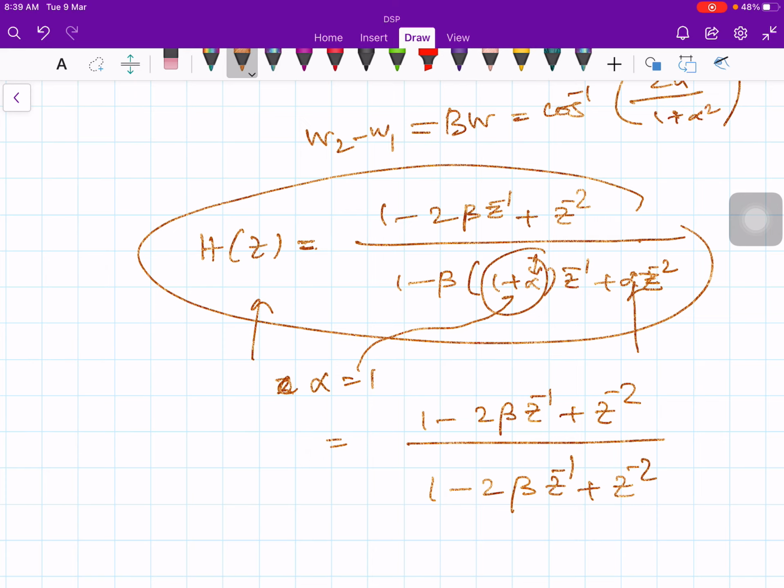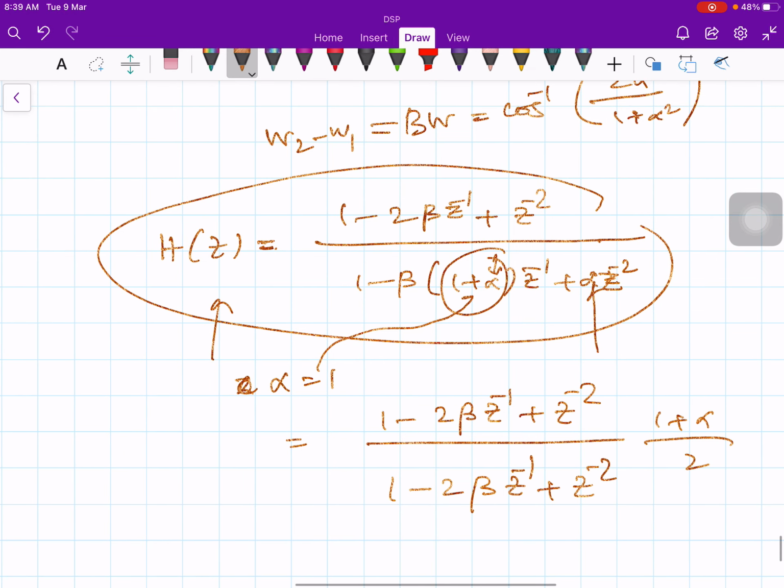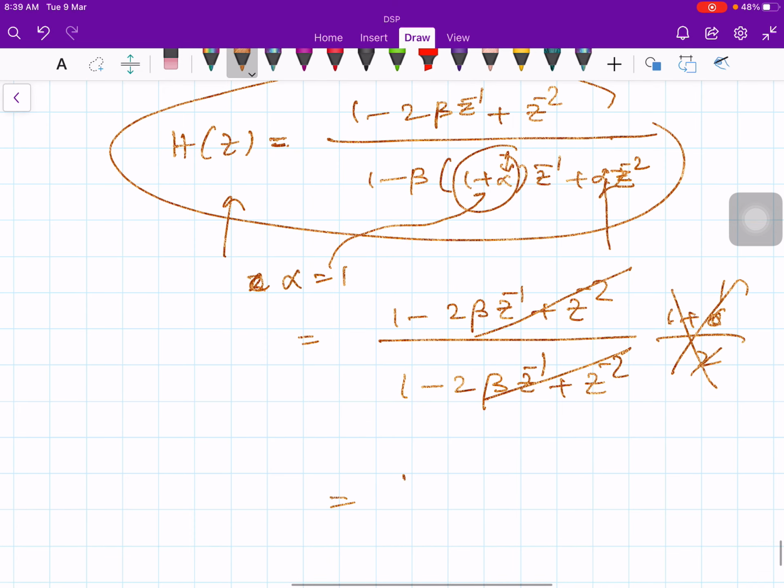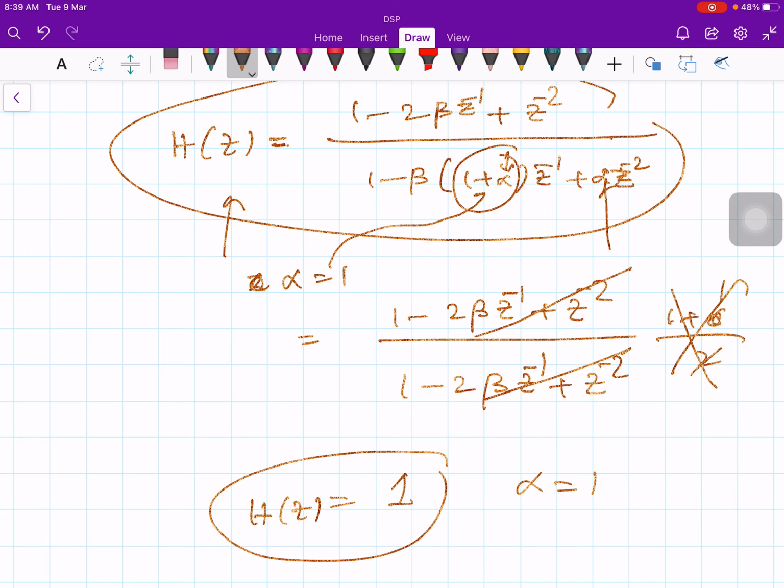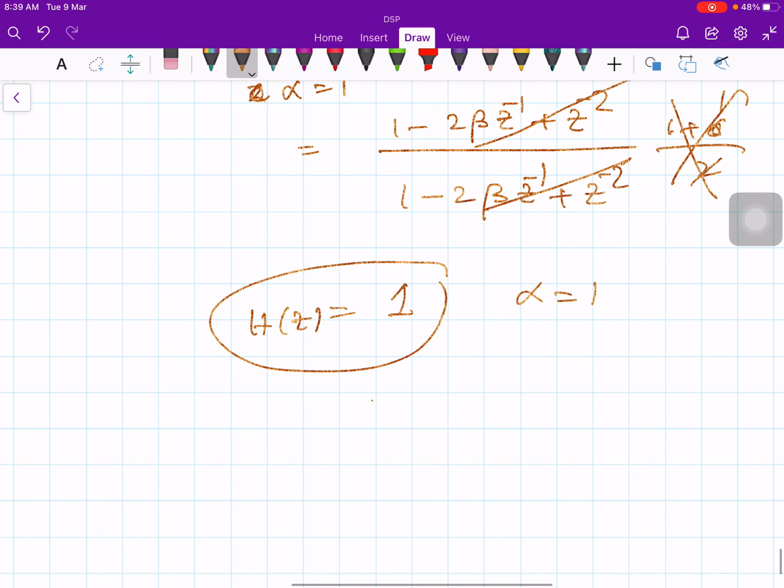So numerator and the denominator here, the multiplying constant is (1 plus α) by 2, right? So this α is 1, 1 plus 1 is 2, 2 by 2 is 1, so this factor will disappear. The numerator and the denominator will get cancelled, so you will get 1. So H(z) becomes 1. So in the band stop filter, if you let α equal to 1, then the transfer function becomes 1. What does this 1 represent? This 1 represents an all pass filter. It's a straight connection, okay? There is no attenuation, no restriction, nothing.